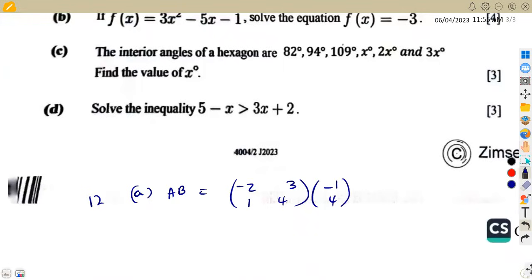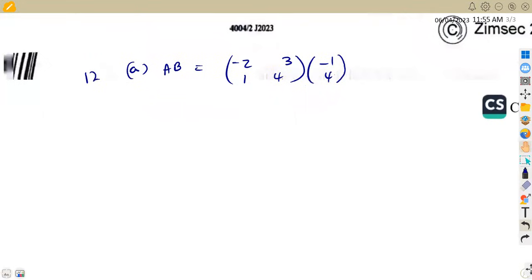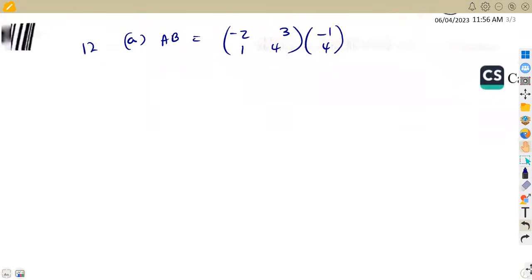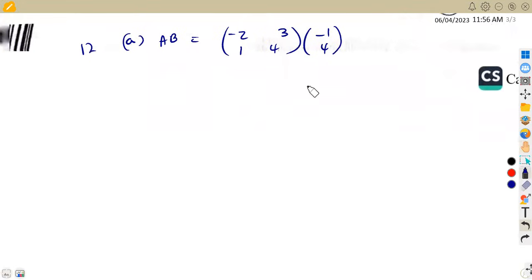What you need is to check the order first before you multiply, to see if it is proper. Is it going to be proper for us to multiply or not? This is a 2 by 2 matrix multiplied by a 2 by 1 matrix. So it's actually possible. We've got 2 and 2 here, so our answer is going to be a 2 by 1 matrix. This is just to check if it is possible for us to multiply.